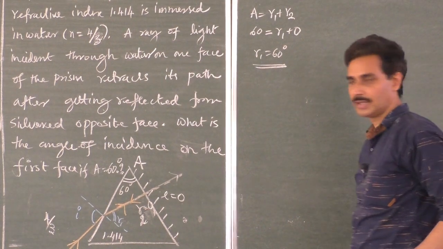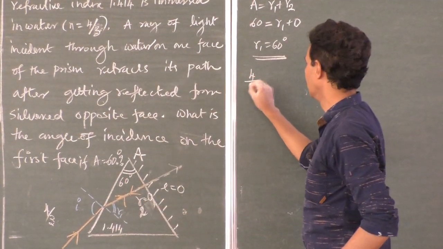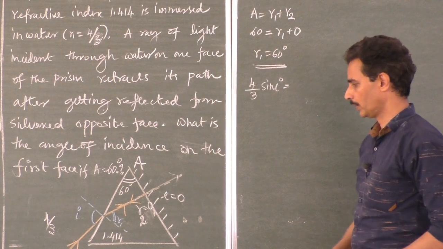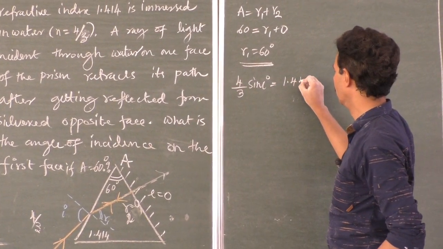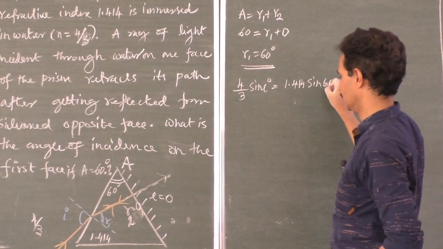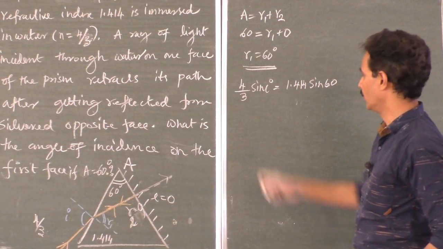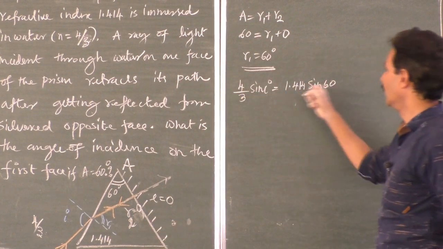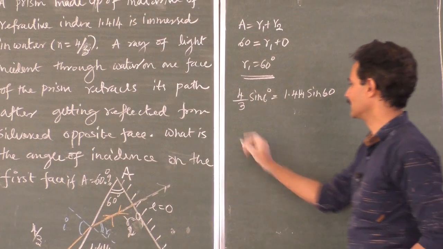What does Snell's law say? n1, 4/3, sin i is equal to n2, 1.414, sin 60. Am I right? R1 is 60. So 4 by 3 sin i is equal to 1.414 sin R1. R1 is 60, sin 60. So here we get i. So what is sin i?